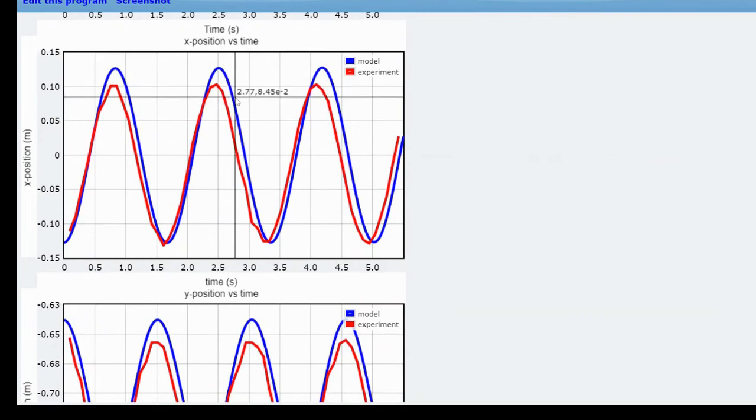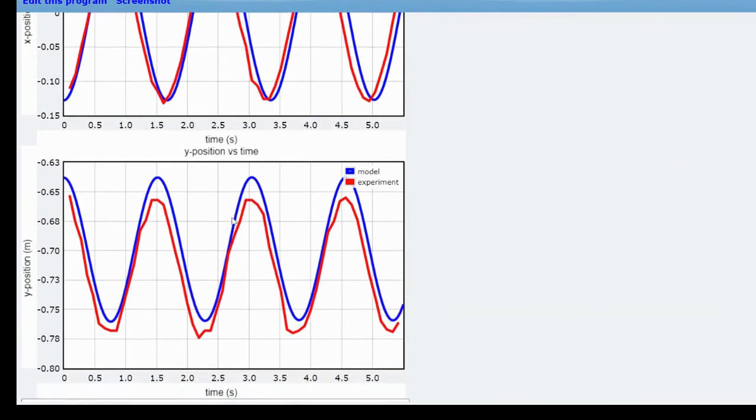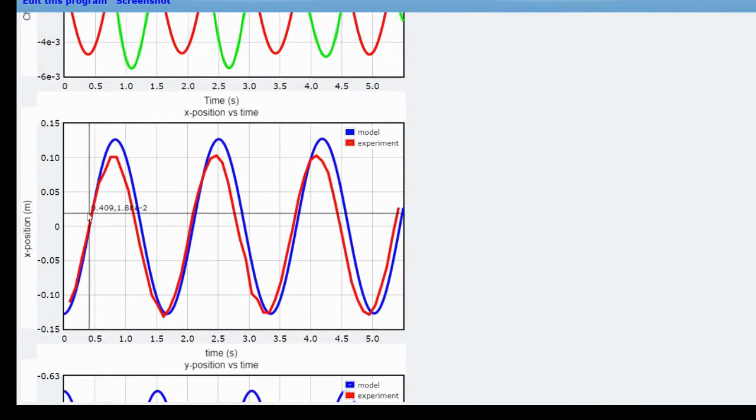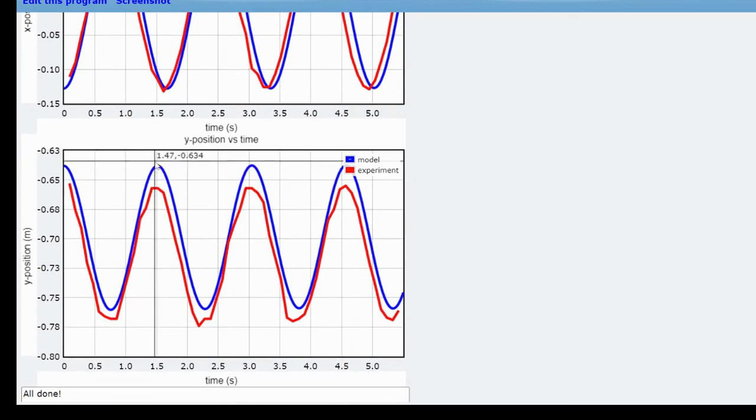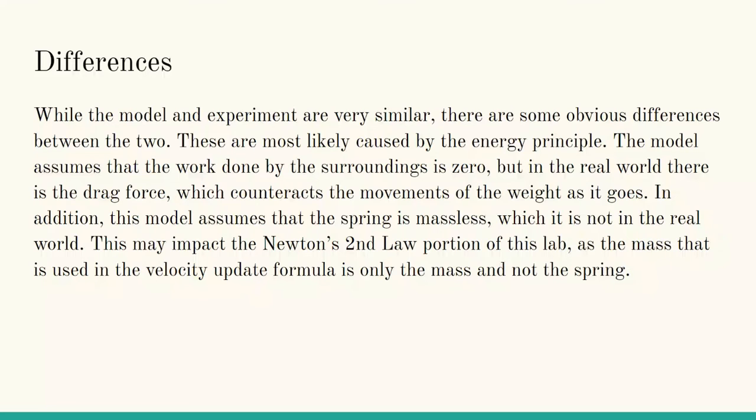Down here, we can also see the x position versus time graph and the y position versus time graph. The model and the experiment are somewhat close together, especially towards the beginning, but they drift apart, especially towards the end and at peaks and valleys, especially in the y position graph. While the model and the experiment are very similar, there are some obvious differences between the two. These are most likely caused by the energy principle.